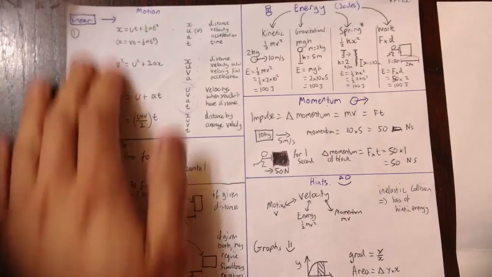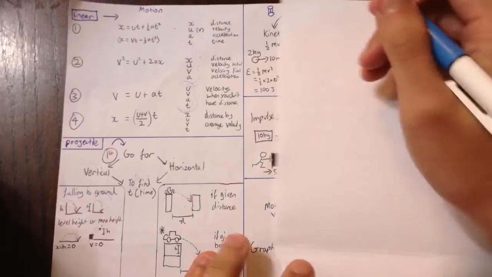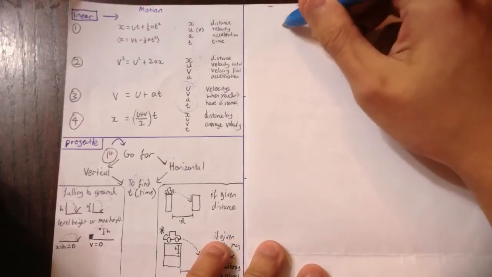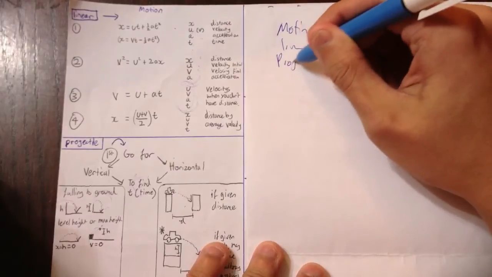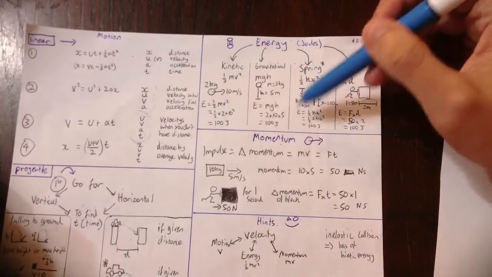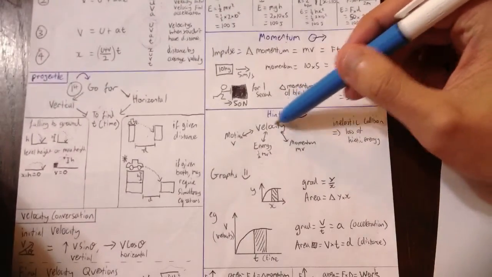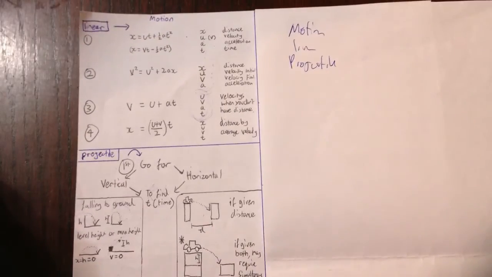So this is my cheat sheet. It covers motion, essentially. And in terms of the topics it covers, we have linear motion, linear, projectile, circles, circular, energy, momentum, hints, and gravity. And I'd just like to show you quickly how I use this cheat sheet.